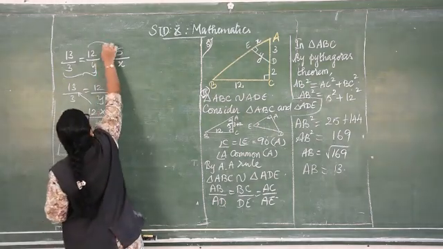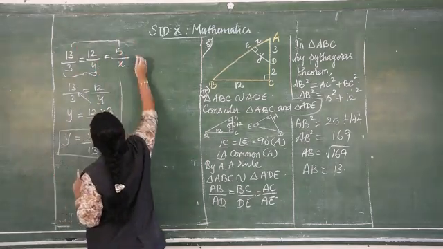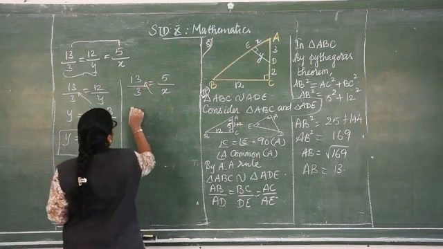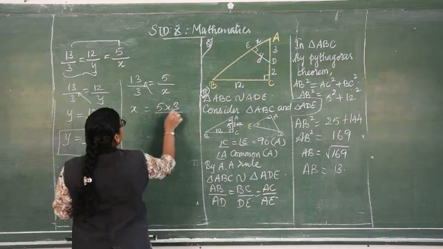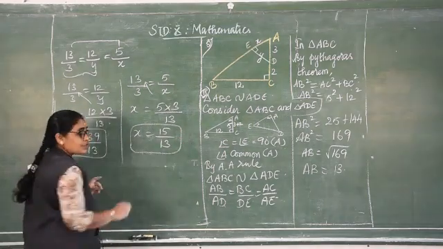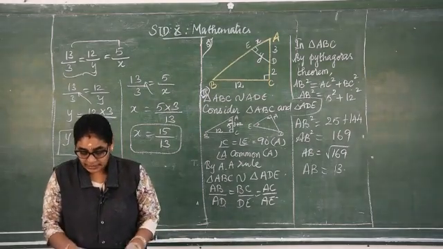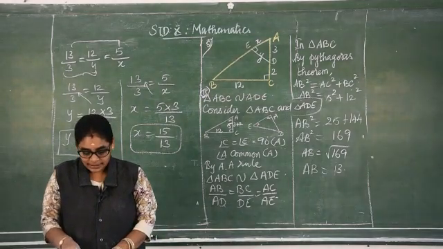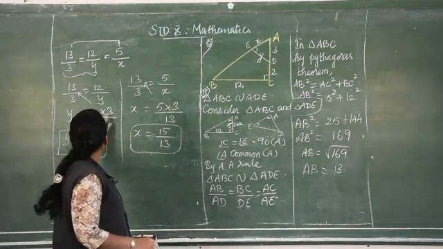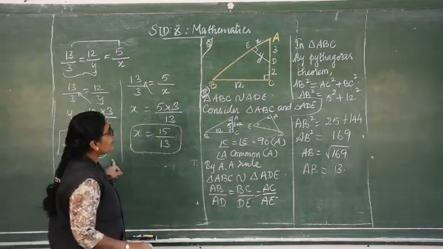The same pattern, compare these two. What will you get? 13 by 3 is equal to 5 by X. Cross multiply. X is equal to 5 into 3 by 13. X is equal to 15 by 13. That's all your answer. So your answers are 15 by 13 and 36 by 13. Sorry, 12 threes are 36, not 39.